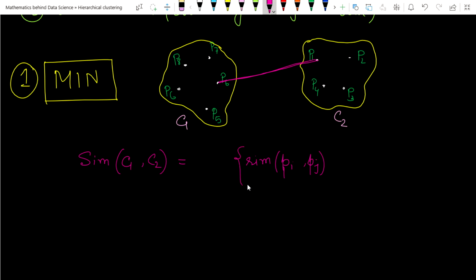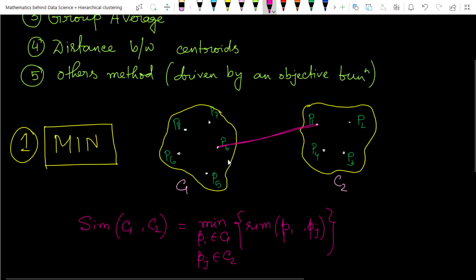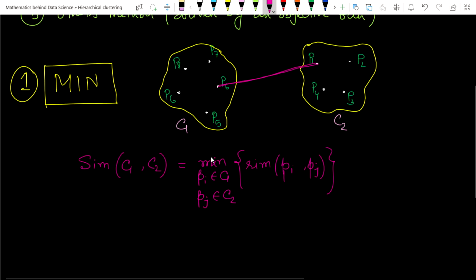Now among all these pairs of points, we have to compute the minimum one, where Pi belongs to cluster C1 and Pj belongs to cluster C2. That's the mathematics we have to use to compute this proximity value. This will be the proximity value between cluster C1 and cluster C2. I think you got the idea of how we compute this using the mean concept.